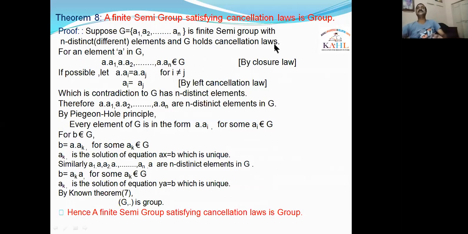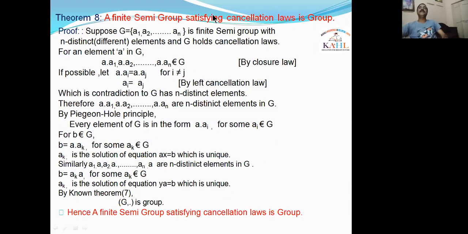And G holds cancellation laws. So G is a finite semi-group with n number of elements and it has cancellation laws. I want to show that G is a group. G is semi-group means closure and associative exist. We want to show that G is a group, that means it must satisfy another two laws. Those are identity law and inverse law. Now we prove these two laws.